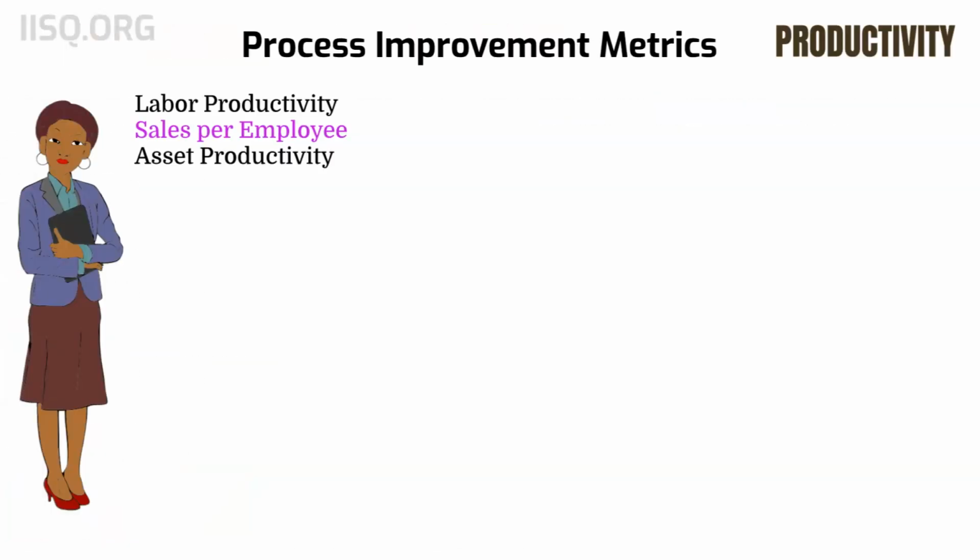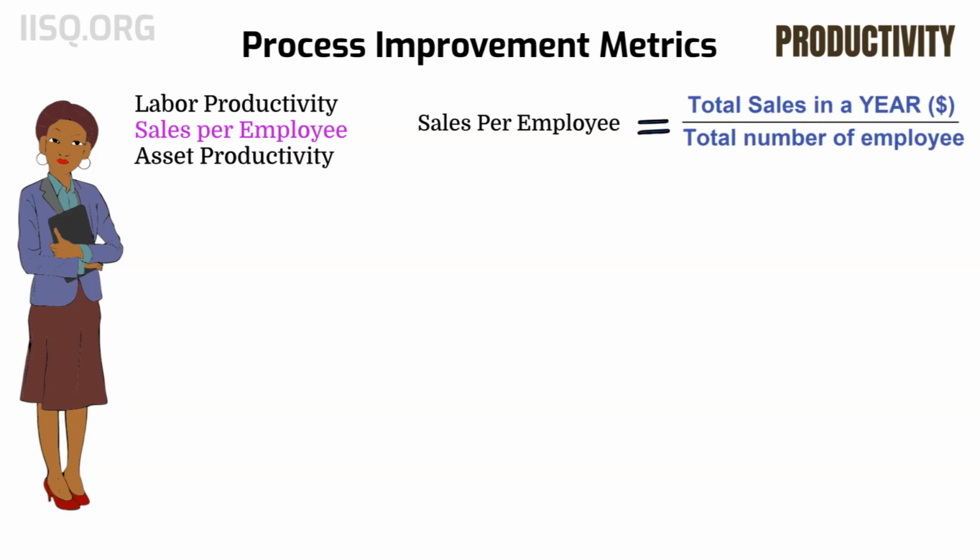Our next improvement metric is sales per employee. Total company productivity can be measured by total sales dollars per employee. Here the calculating formula for sales per employee equals total sales in a year divided by total number of employees. This is annualized for a year.